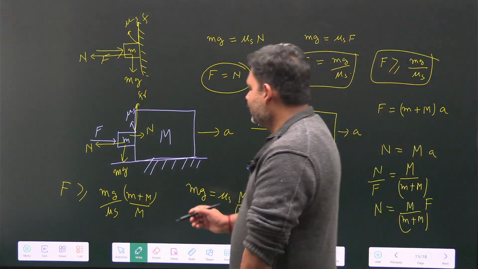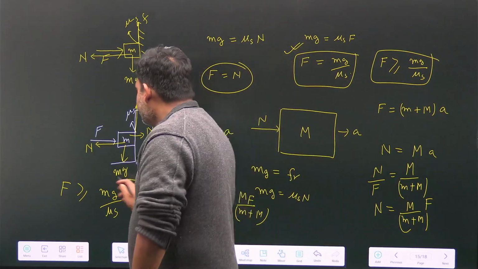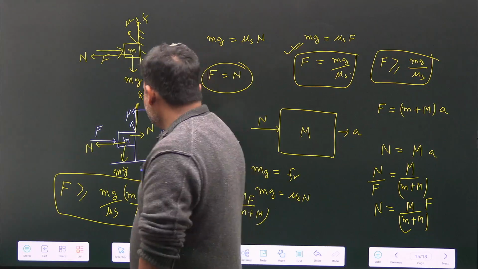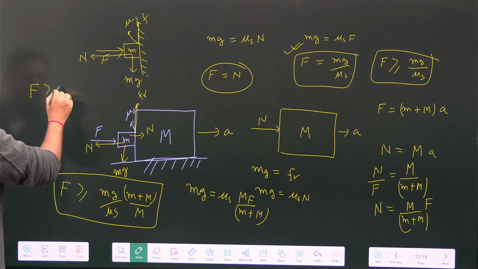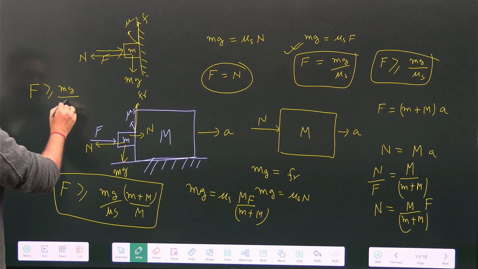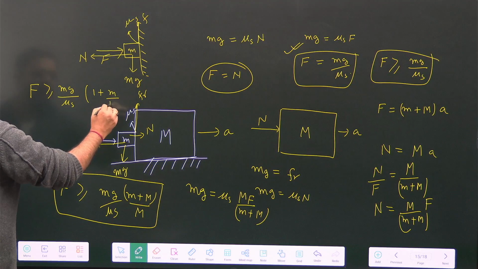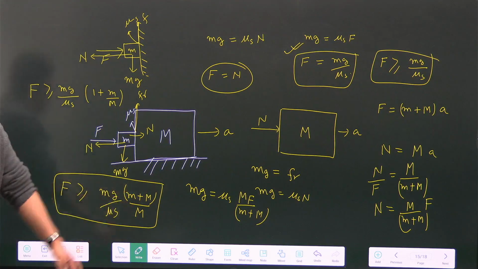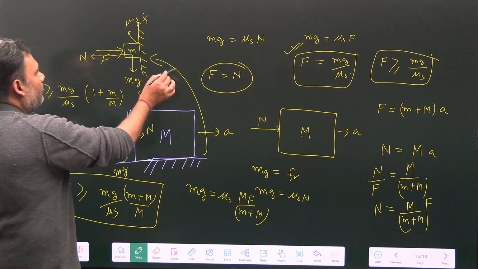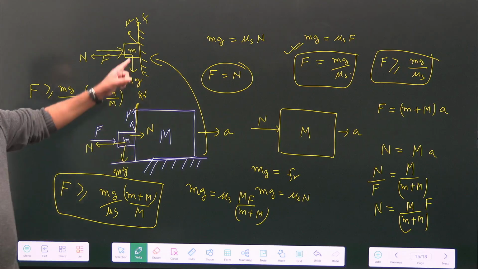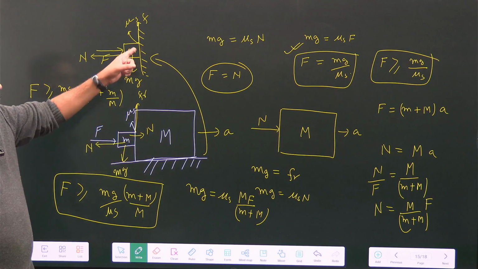Look here, it's very interesting. Because I know this answer, I can check whether my answer is correct or not. If I write this expression as F must be greater than mg upon mu s, and this value is equal to 1 plus small m by capital M. Now, how will I convert this problem to this one? How will you convert this problem to this one?